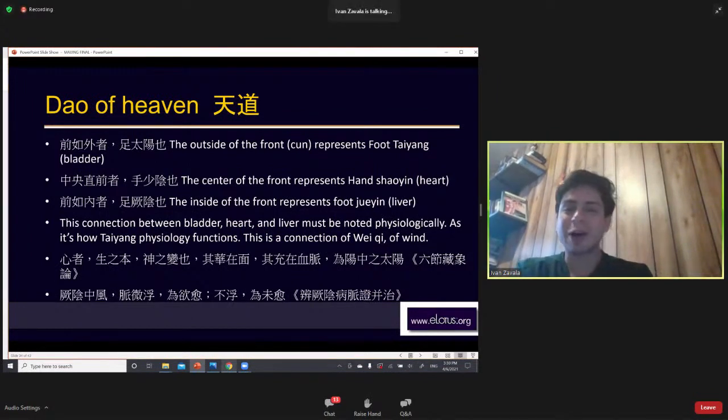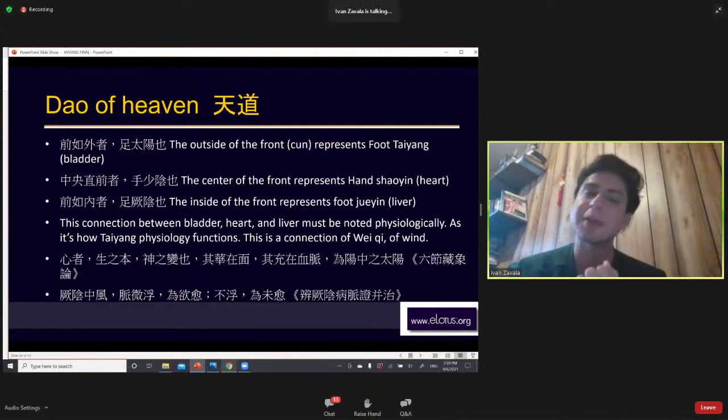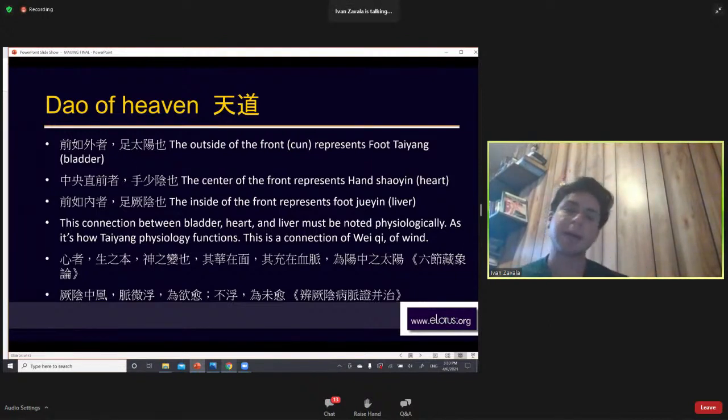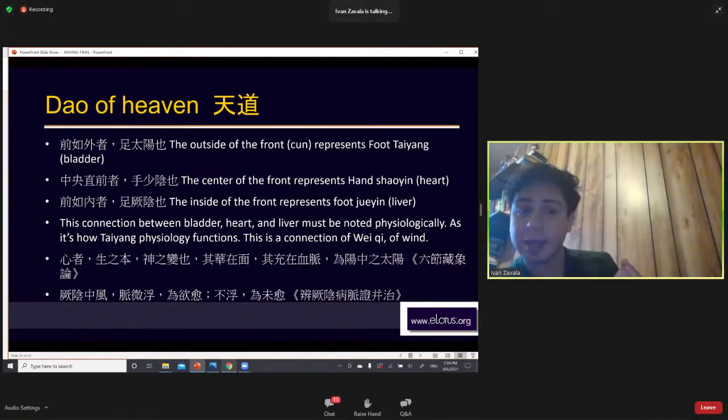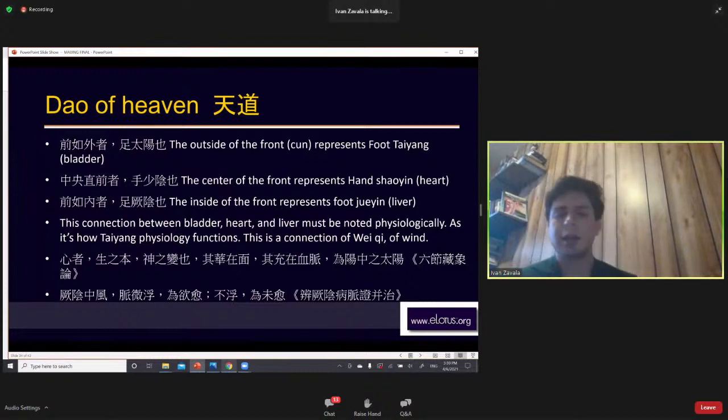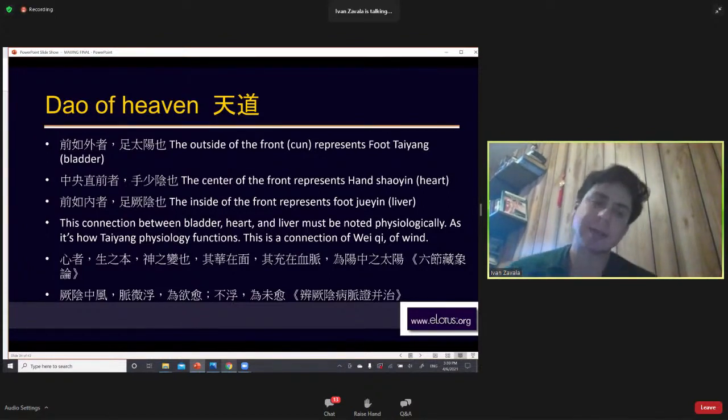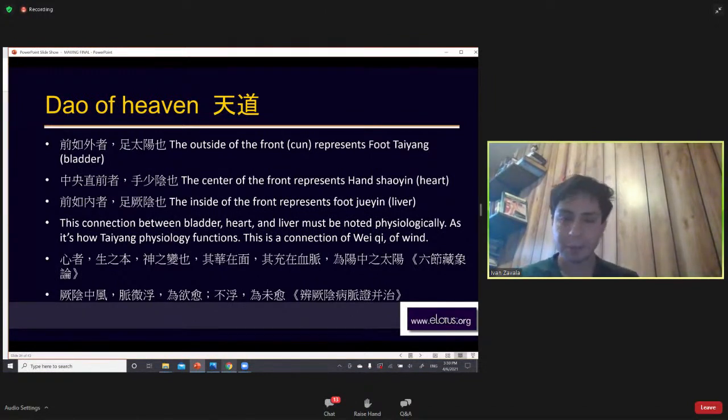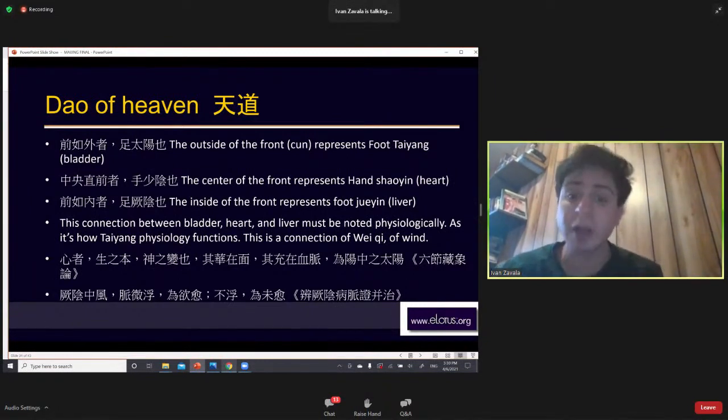The lateral aspect of the chun represents foot taiyang. The middle aspect of the chun represents hand shaoyin, the heart. And the inside aspect of the chun represents foot jueyin. Now, why this? This reveals to us a connection between bladder, heart, and liver that must be noted physiologically, as is how taiyang physiology functions.